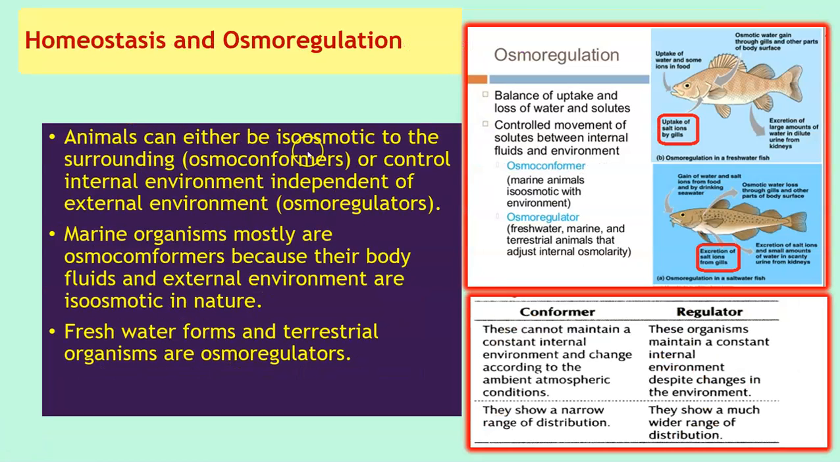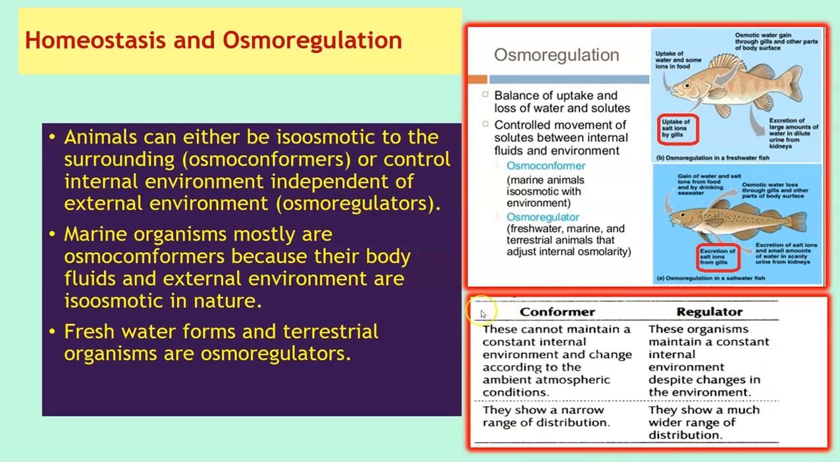Students, animals can either be isoosmotic to the surrounding, they are called osmoconformers, or control internal environment independent of the external environment, called osmoregulators. Marine organisms mostly are osmoconformers because their body fluids and external environment are isoosmotic in nature. Freshwater forms and terrestrial organisms are osmoregulators.